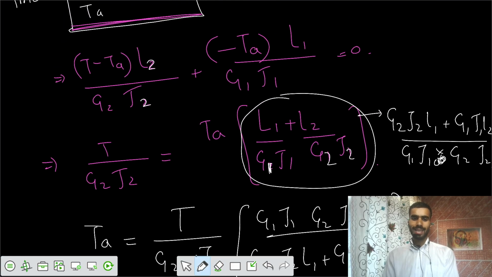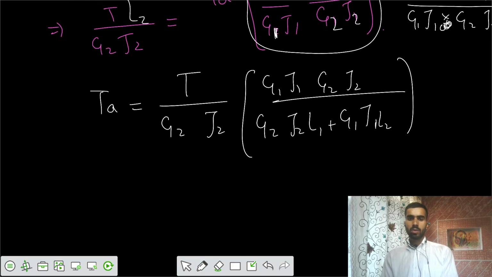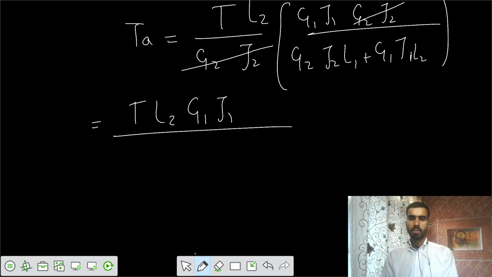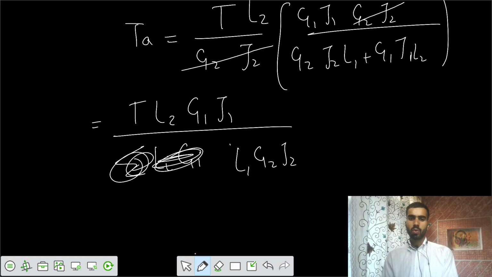You already have that T times L2. So you write T times L2. So finally you got some value of T L2, and this part can go G2 J2. Oh no, it should be in this way: L1 G2 J2 plus L2 G1 J1.